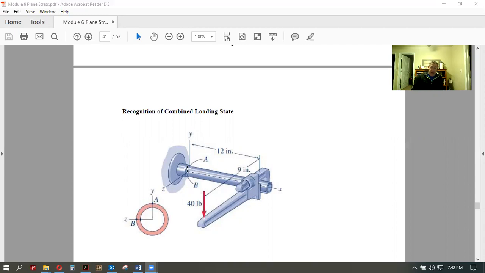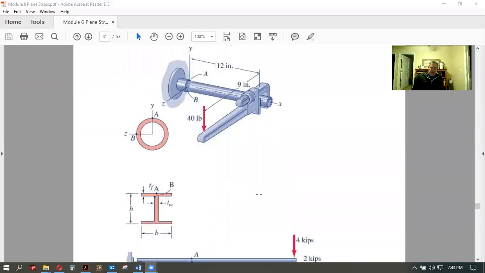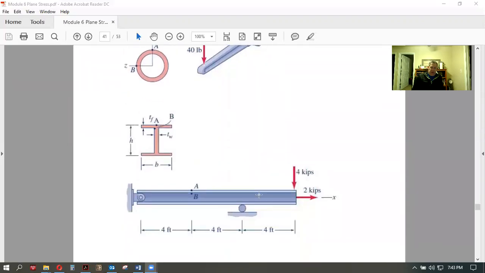We don't have any axial. We don't have any bending about the y-axis. Those are 2 that aren't there, and we don't have any shear directed along the z-axis. So we do have, I think I counted up 3 of those effects that are going to be possibly present.